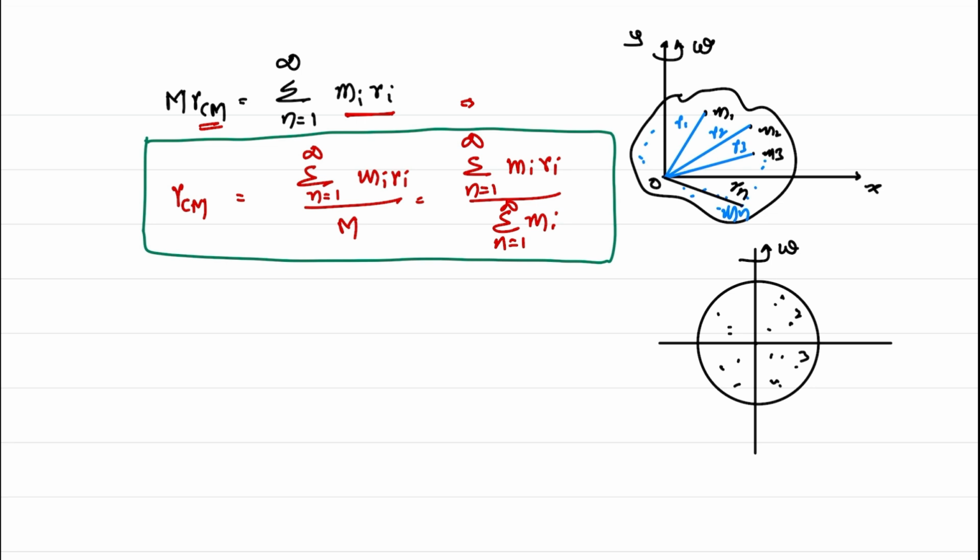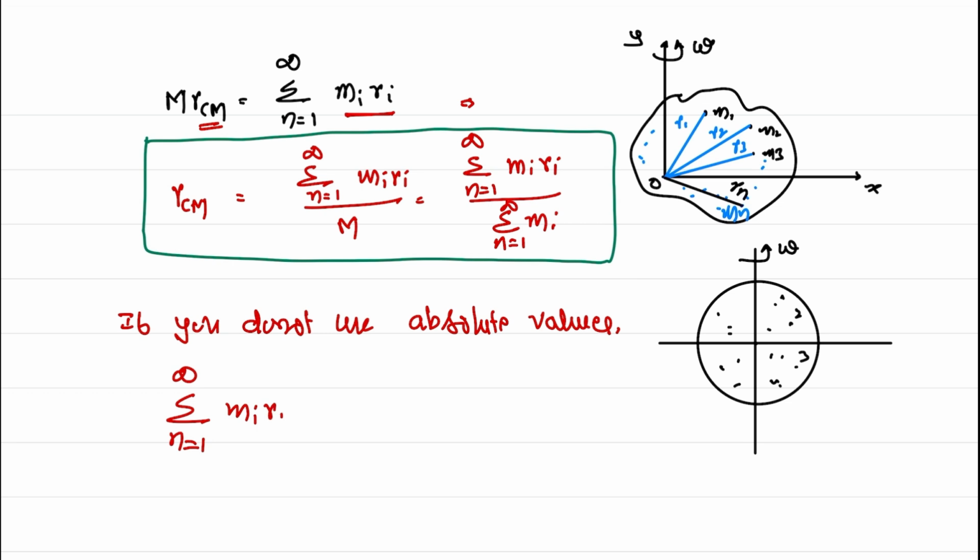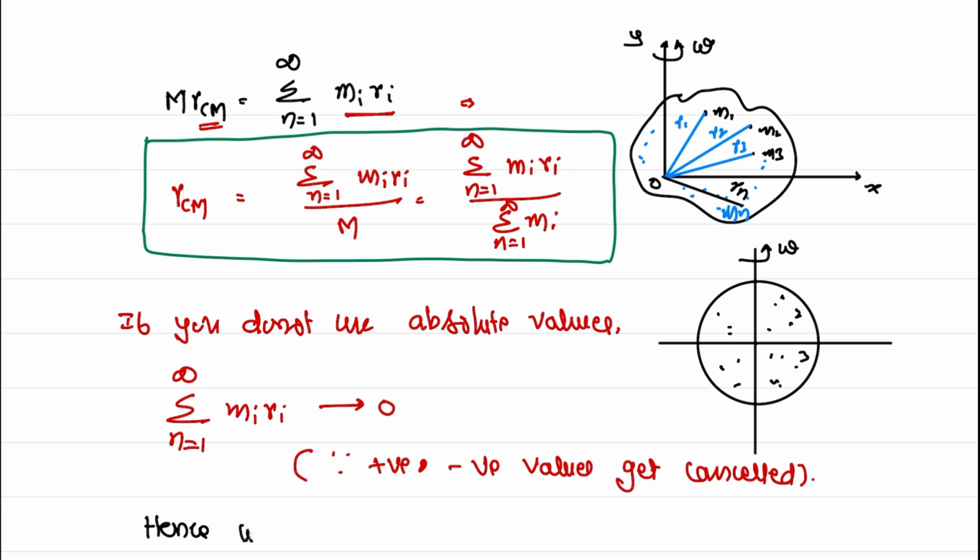If you do not use absolute values, the sum from n equal to 1 to infinity of mi Ri tends to 0, because positive and negative values get cancelled in addition. Hence, we should take absolute values.